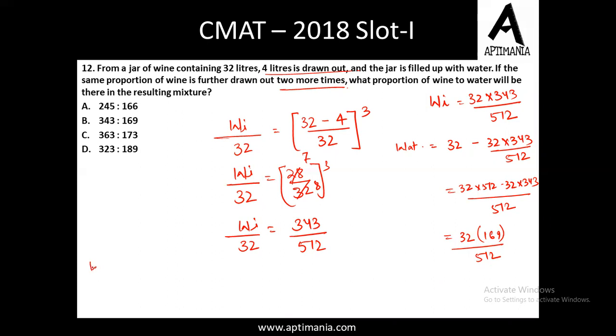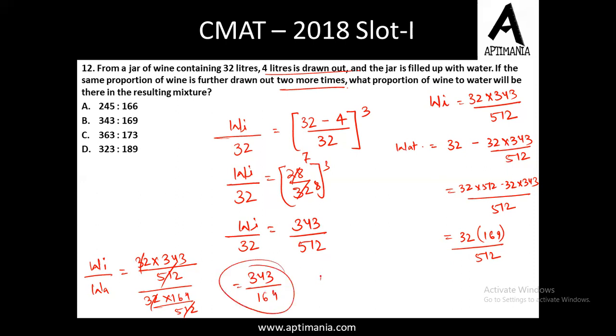Right. If we are asked to take the ratio of wine upon water, we'll have wine as 32 into 343 upon 512, and water as 32 into 169 upon 512. So this 32 and 512 will get cancelled out in both the cases. We'll finally have the ratio as 343 upon 169, which is the correct answer for this question. So for question number 12, the correct answer is option B, 343 upon 169.